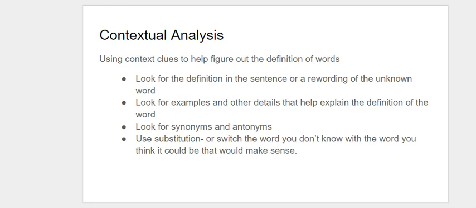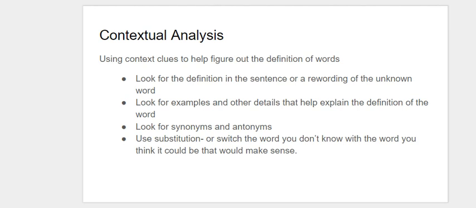Now, if you use the word kind in a sentence and you didn't know what it meant, you could look for examples of the word and other details that explain the definition of the word. So you would say the boy was very kind to the dog. He fed the dog, he walked the dog, he played with the dog, he hugged the dog. Those are details that explain the definition of the word kind.